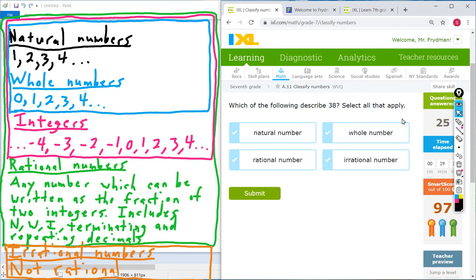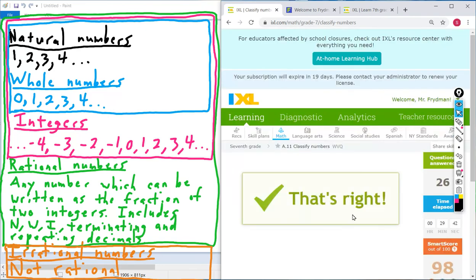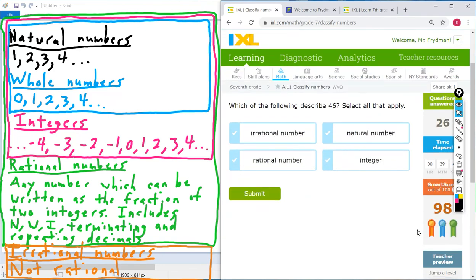And which of the following describe 38? That would be natural, whole number, rational, but not irrational. Which of the following describe 46? There's another very nice number for us. That would be a natural number. It would be an integer. It would be a rational number, but it would not be irrational.